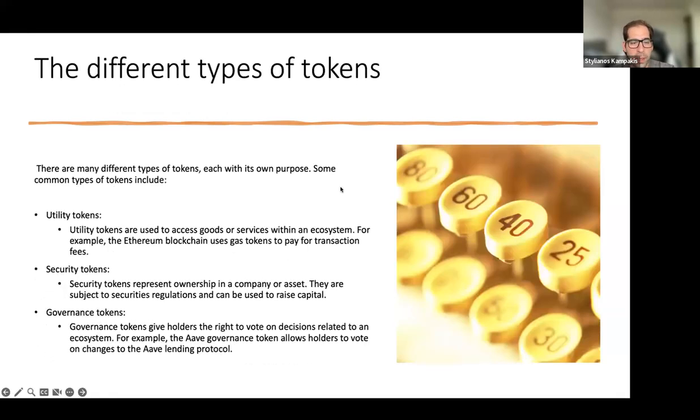There are different types of tokens, and different types of categorizations, but I guess the most prominent categorization is this threefold categorization that breaks tokens down into three different types: utility tokens, security tokens, and governance tokens. Utility tokens are tokens that are used to access goods or services within an ecosystem, but they do not represent ownership of that ecosystem, okay? The most basic example of a utility token is a token that is used to pay fees for some service, like you pay fees to access the Ethereum blockchain.